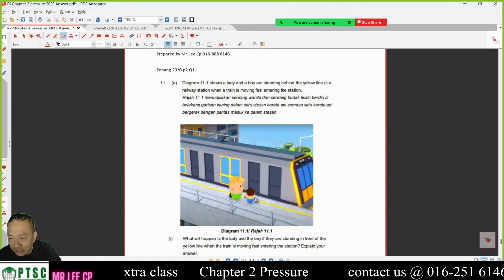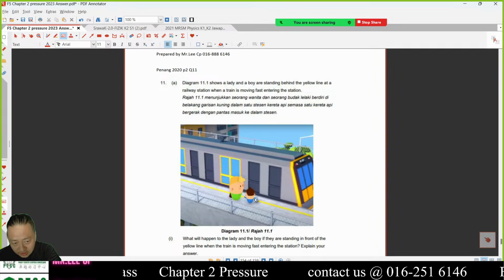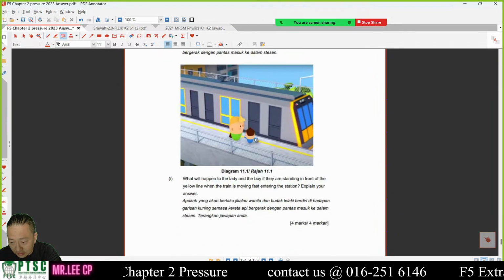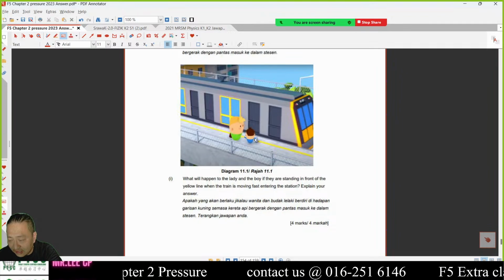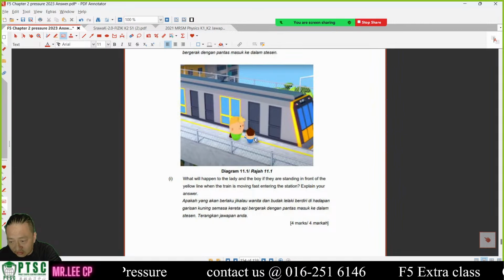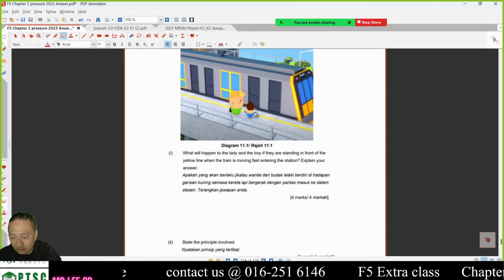Diagram 11 shows a lady and a boy standing behind the yellow line of the rail station. The train is moving fast entering the station. What happened to the lady and the boy if they are standing in front of the yellow line? Explain your answer.